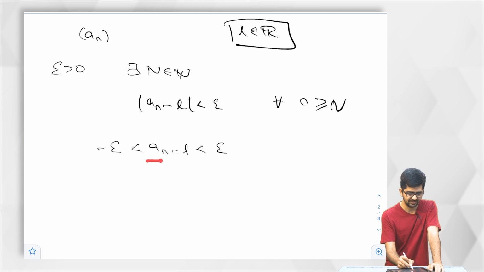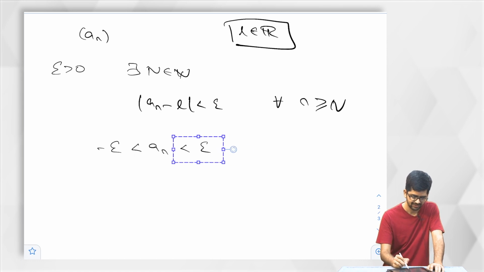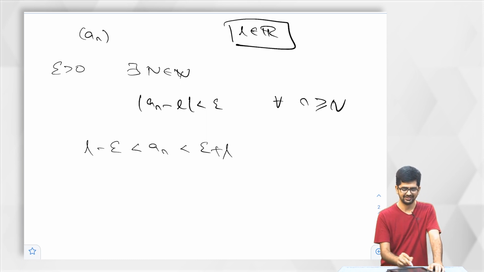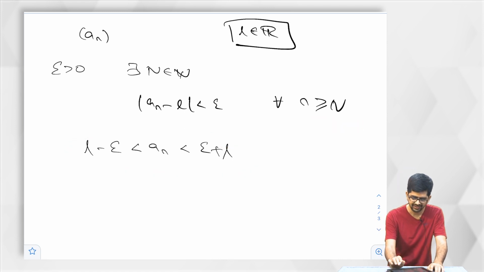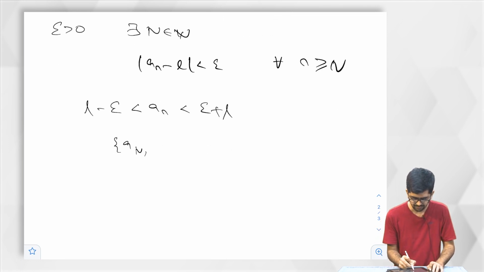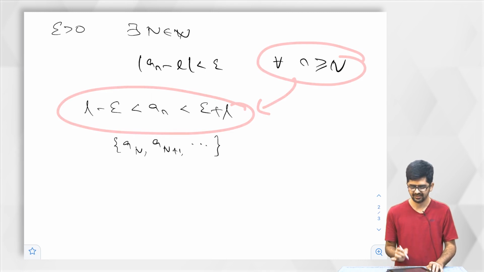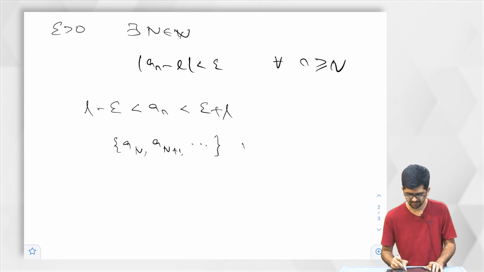So see, this element keeps on varying. We have a_N, a_(N+1), and so on. This l is a constant, so I want to get rid of this constant. How can I do that? I need to just add l on all sides. So the previous thing is the same thing as this. This is true for all n greater than or equal to N. So what does this say? This says the set a_N, a_(N+1), and so on, this observation, and this being the context, says this set is bounded.